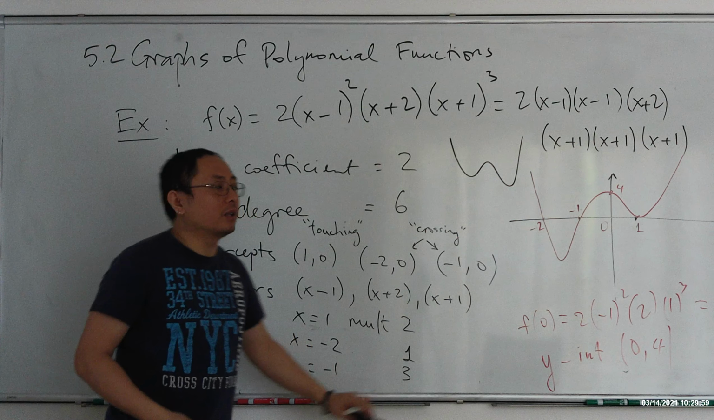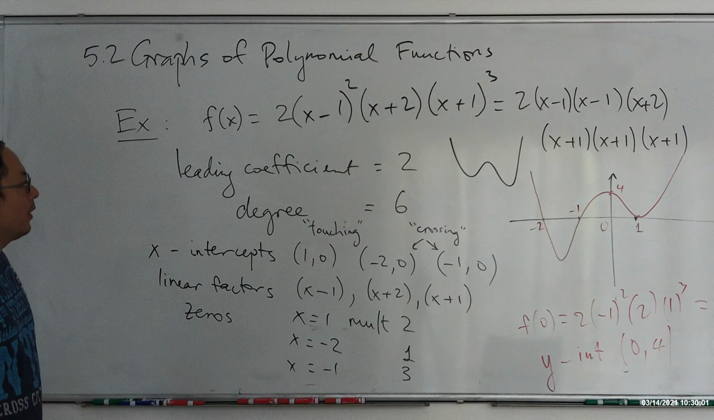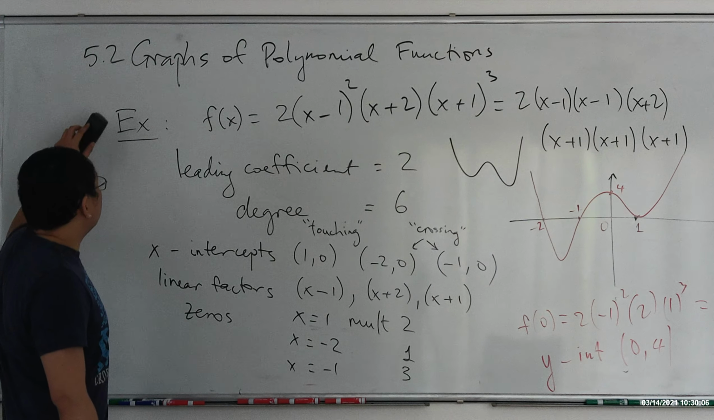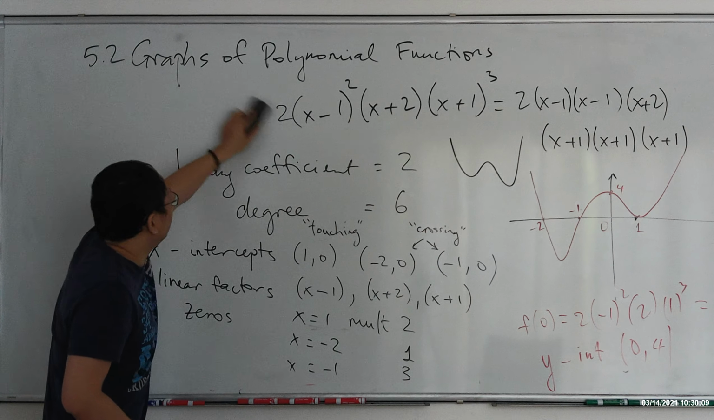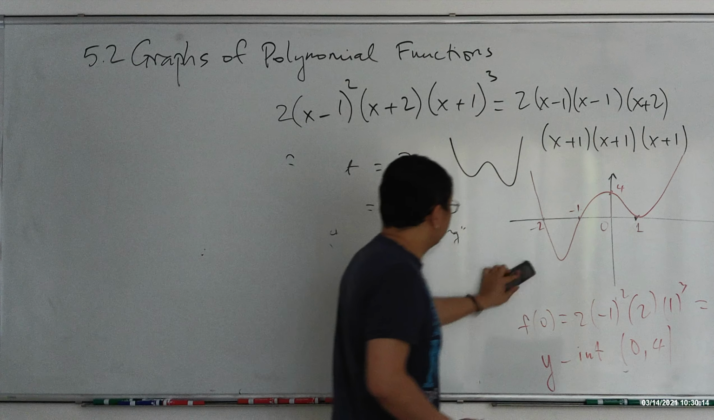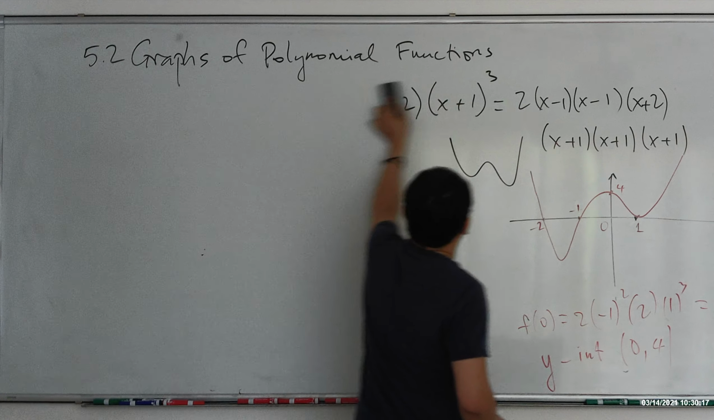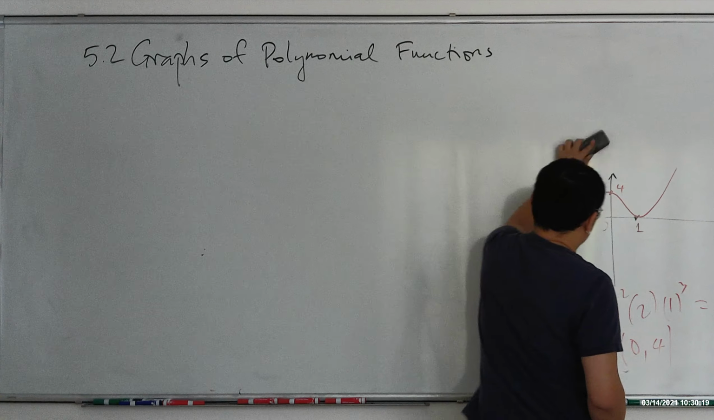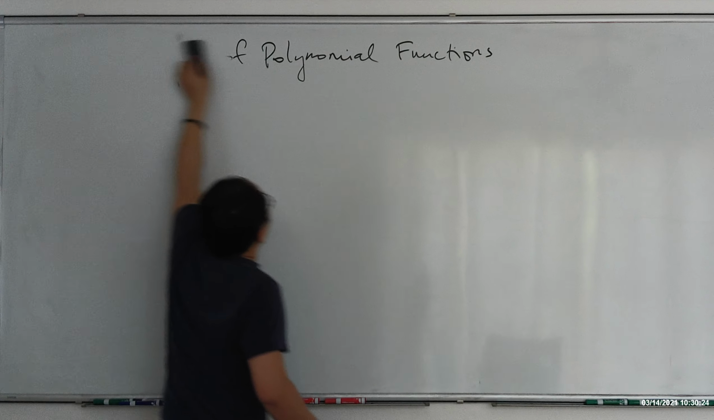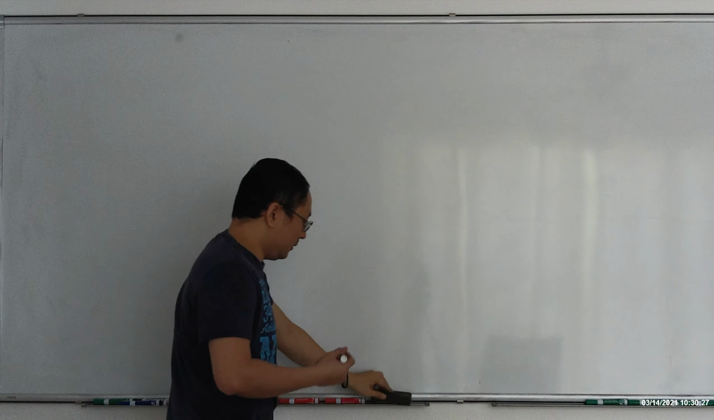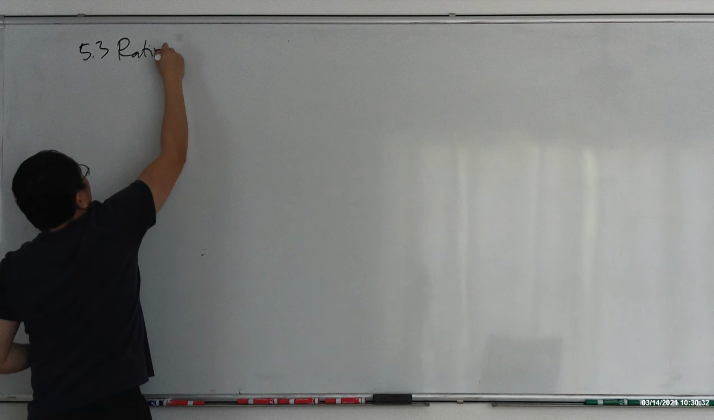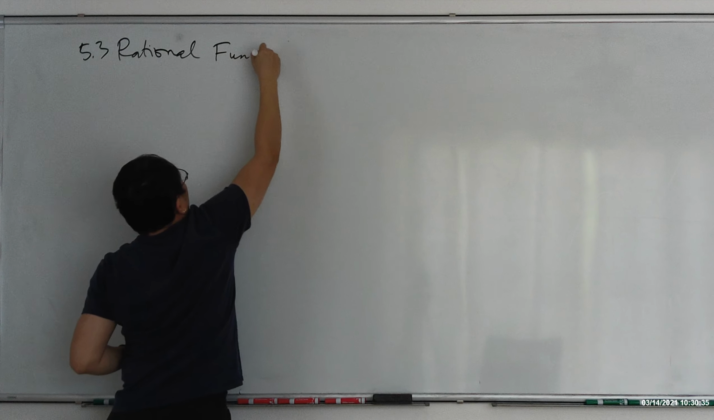Now, let me move on to the next section of 5.3. I'm going to talk about another type of function that is constructed from polynomials. This is called the rational function. 5.3, rational functions.